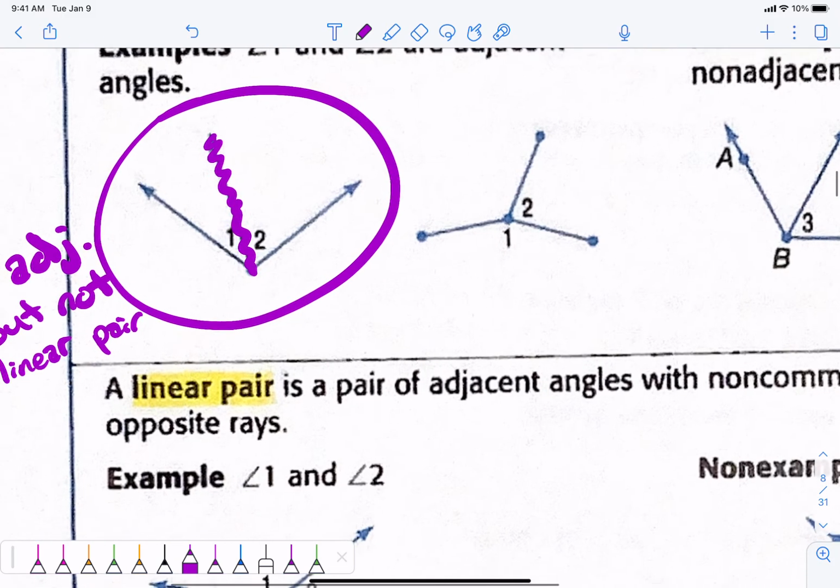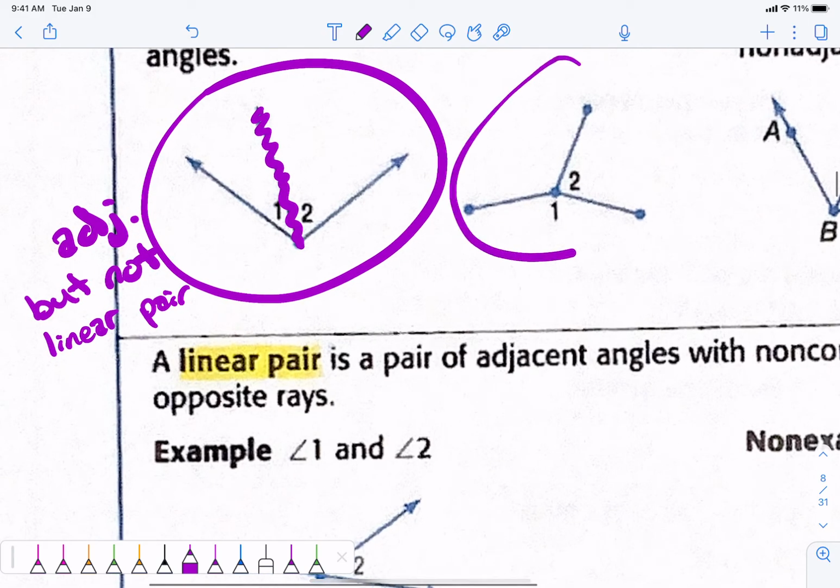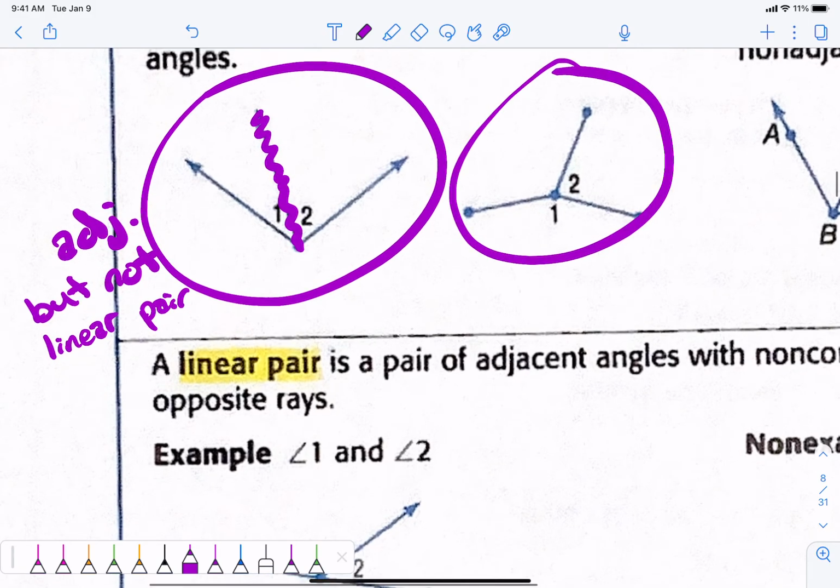What about this example, angle 1 and angle 2? Here, are they adjacent? Yes. Are they right next to each other? Which side are they sharing?